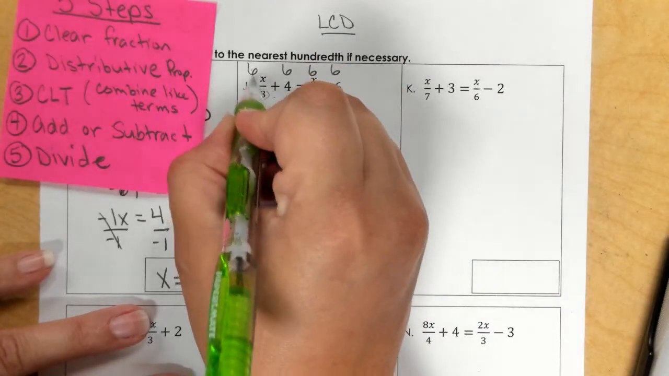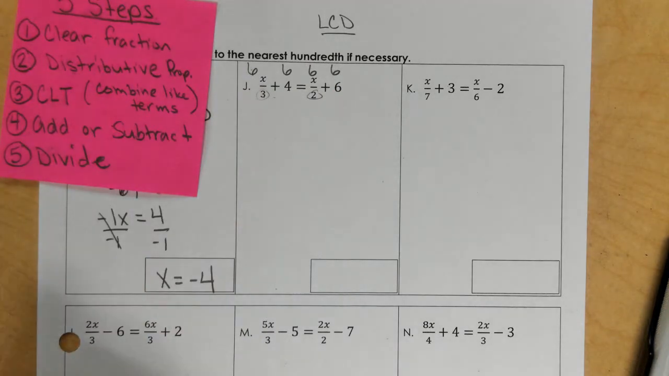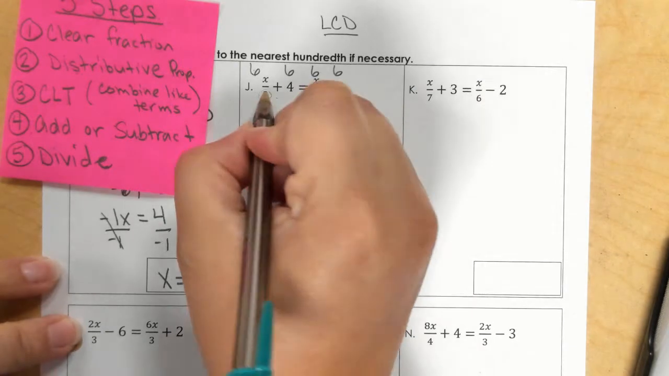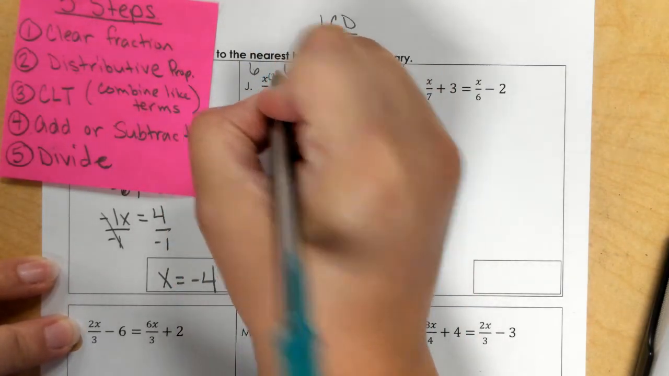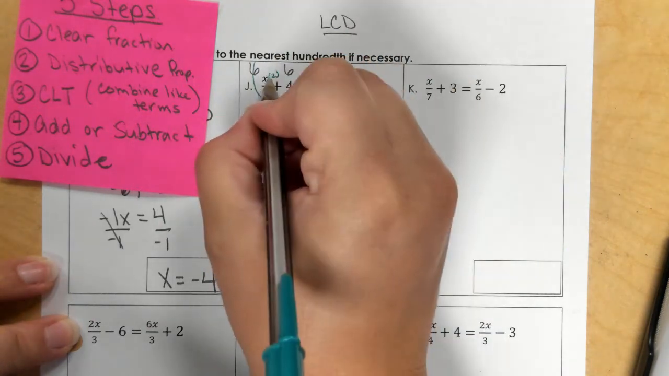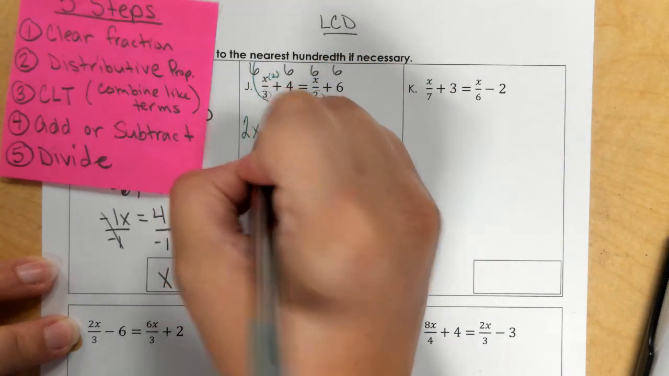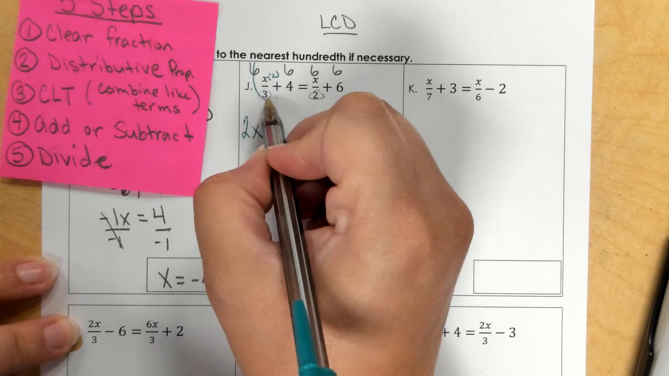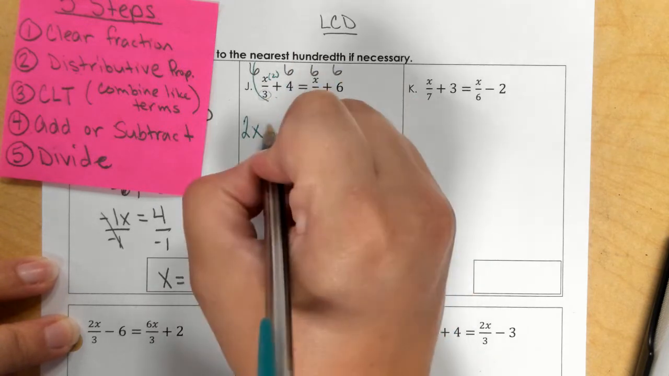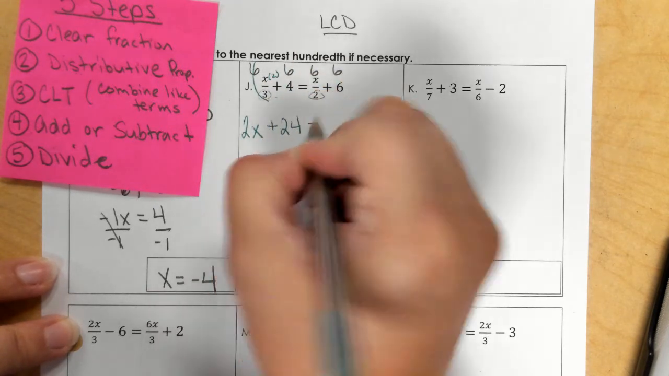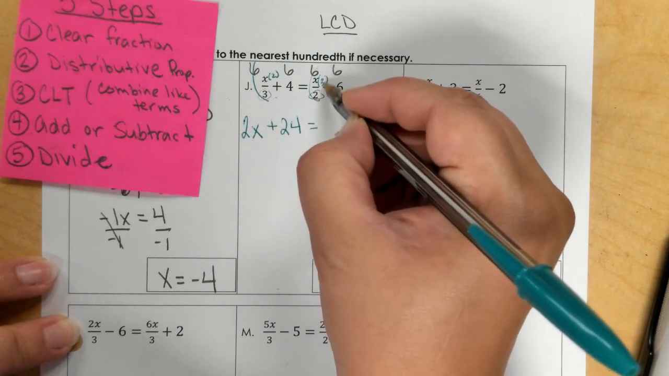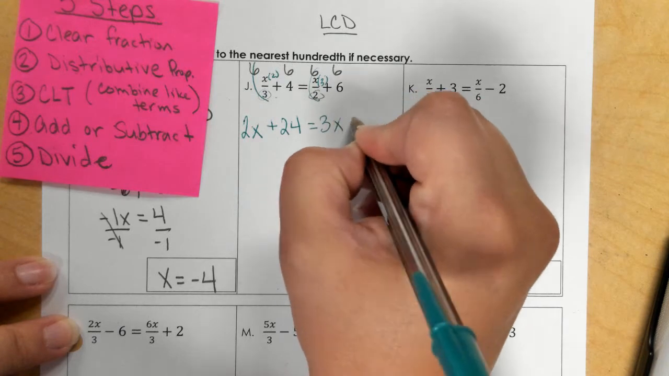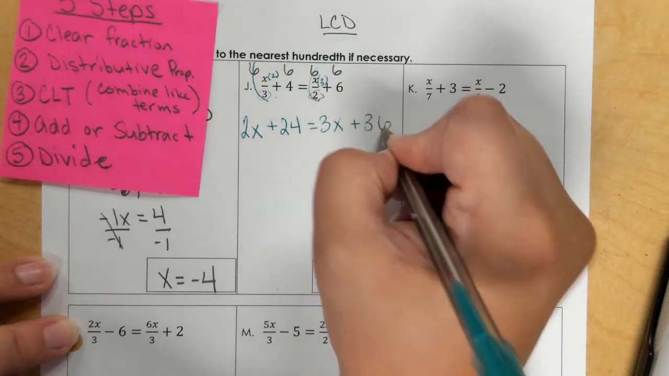Now, we can't cancel these out because they're not the same number. So what we do is we divide them. We say 6 divided by 3 is 2. So these go away, and I have 2x. I'm not canceling, I'm dividing them. Then I multiply and get 24. Can't cancel, so I divide them and get 3. And that'd be 3x plus 6 times 6 is 36.